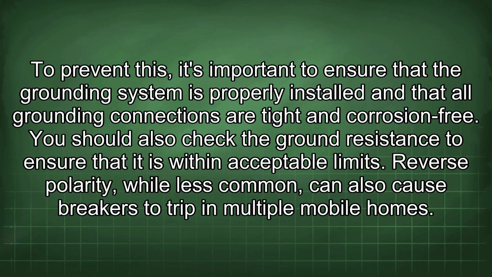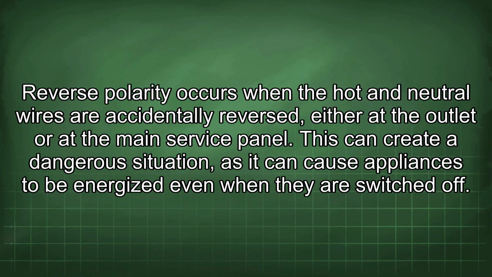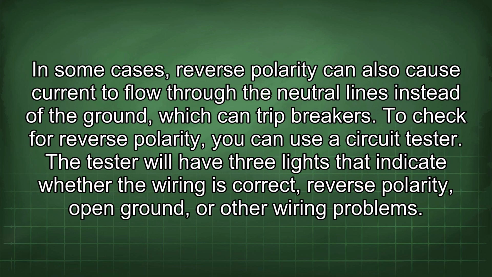Reverse polarity, while less common, can also cause breakers to trip in multiple mobile homes. Reverse polarity occurs when the hot and neutral wires are accidentally reversed, either at the outlet or at the main service panel. This can create a dangerous situation, as it can cause appliances to be energized even when they are switched off. In some cases, reverse polarity can also cause current to flow through the neutral lines instead of the ground, which can trip breakers.